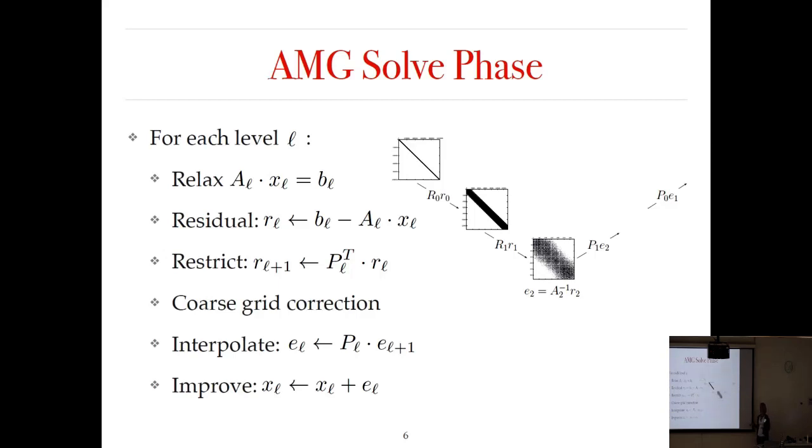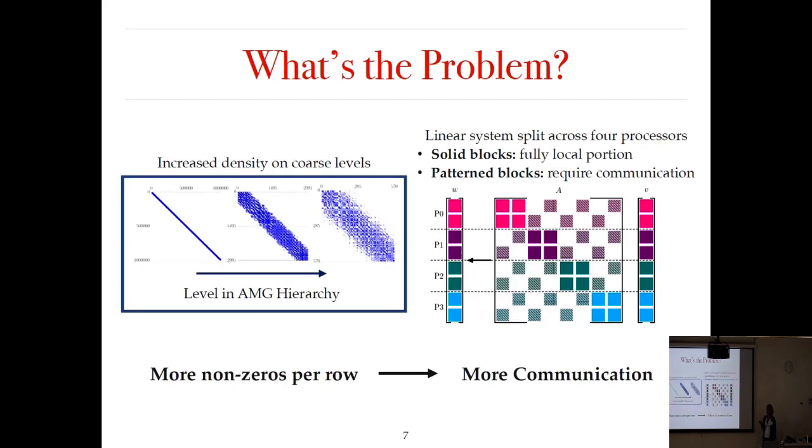Serially, it works very well. It's an O of N method. However, there are some problems in parallel. So what's the main problem with this? If you noticed in that V cycle before, if you look at the levels in the AMG hierarchy, each level is getting smaller in dimension, but the density is increasing. The number of non-zeros per row is increasing.